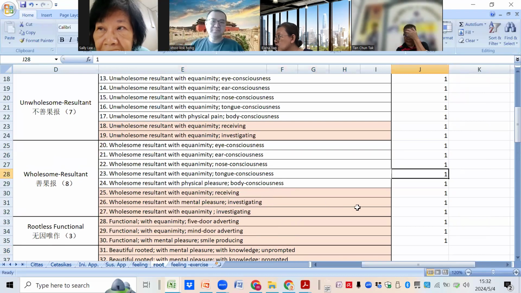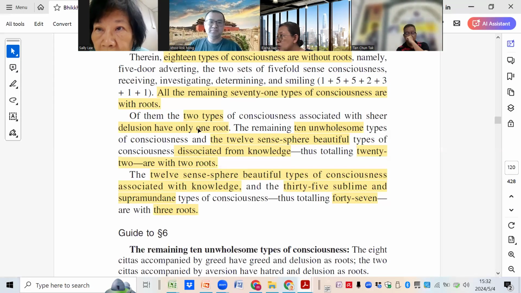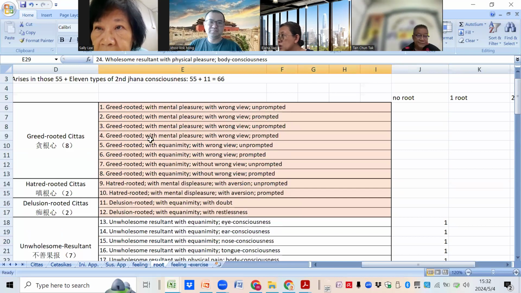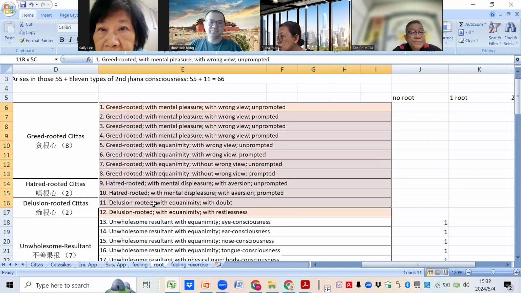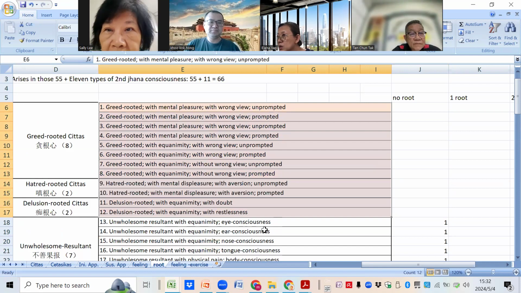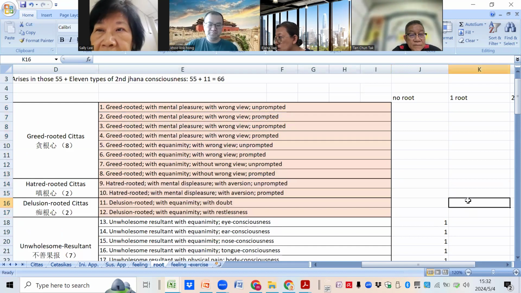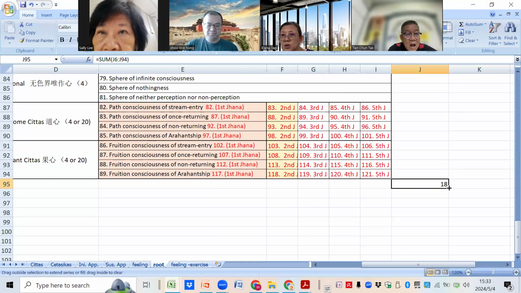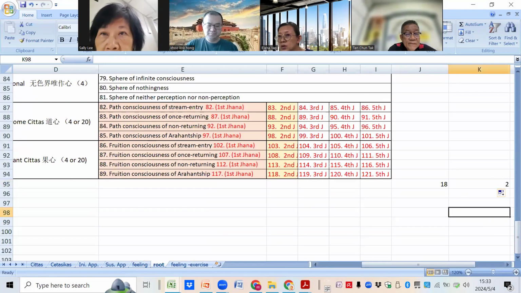Okay, class, let's take a look. See or not? Okay. So rootless is from here. There's only 1 root, it's a 2 delusion. So Sally, from 1 to 12, where do you see the delusion? 11 and 12. Yes, 11 and 12. So there will be 1 root, 1 root. Okay. And here, totally we get 2 only.